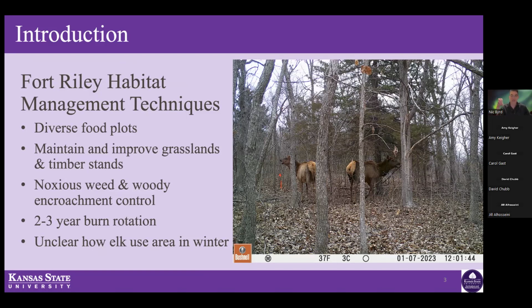And they also do timber stand improvements in the sense that they will remove unwanted species, and when necessary, they will plant desired species. They can control for noxious weeds such as Sericea lespedeza, and they also control for woody encroachment, and they will do that through either burning, mechanical, or chemical controls. They also go through a 2 to 3 year burn rotation, which they usually do in stages for heterogeneity, which also provides good plant succession rates. And they usually burn anywhere from August to April to avoid natal periods for wildlife species. Again, it's unclear how elk use these areas in Fort Riley in winter.